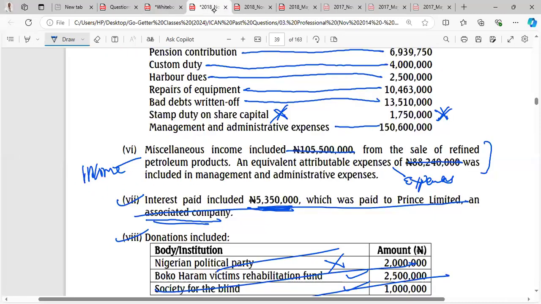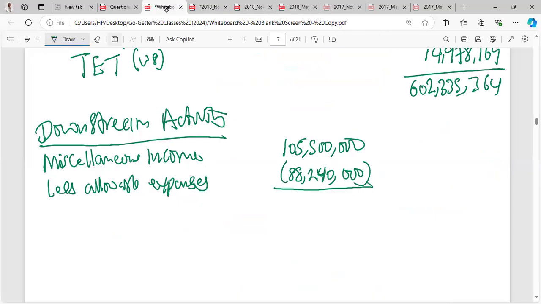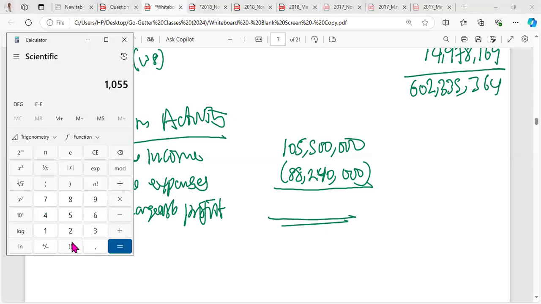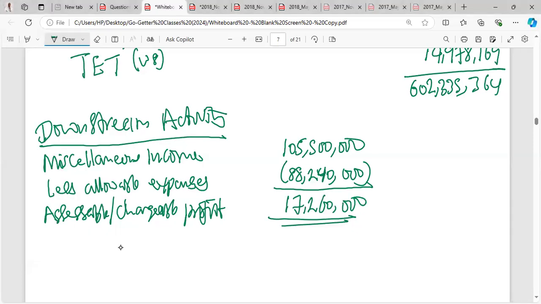So with this now we have done everything. Okay. So this will be your assessable, chargeable profits. So what we do here is 105,500 minus 88,240. That gives me 17,260.